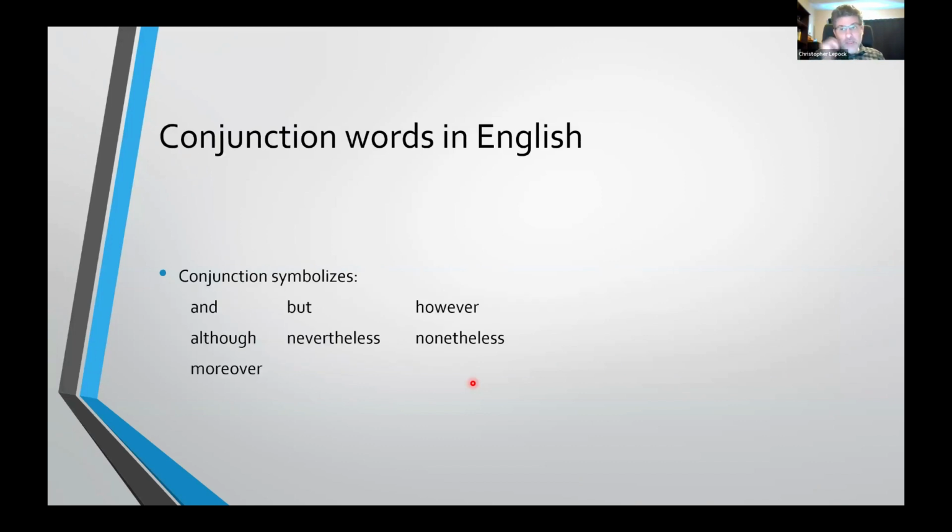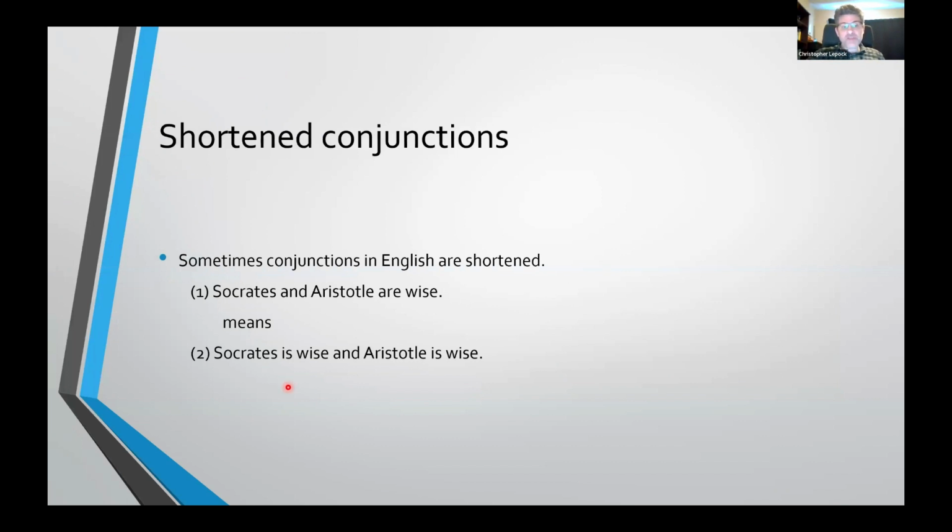Okay, so when you're symbolizing English, this is a non-exhaustive list of words that conjunction symbolizes, right? So and, but, however, although, nevertheless, nonetheless, moreover, these are all conjunction words. One thing that's very common is that conjunctions in English are shortened, right? So Socrates is wise and Aristotle is wise. This is something that you would basically never find in English, right? The way that it's stated is Socrates and Aristotle are wise.